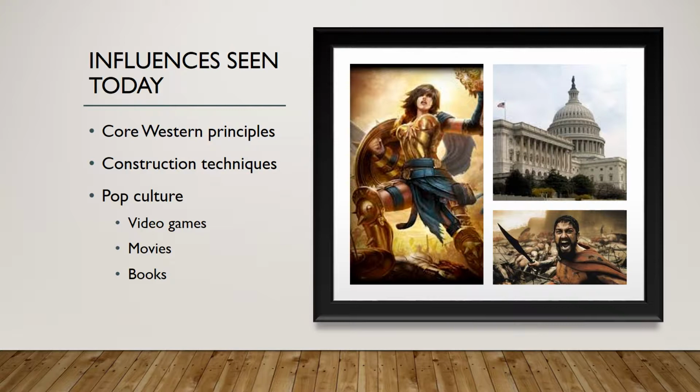Construction techniques and some models are used in an old-timey way, like in DC in particular, which has lots of columns and lots of domes and lots of arches. These are very prevalent in Greek architecture for their practicality, but they're also used in Roman architecture because of the Greek influence, and more for aesthetic reasons than for necessary reasons. In pop culture, video games, movies, and books still make heavy references to this day to Greek and Roman characters and actual people.